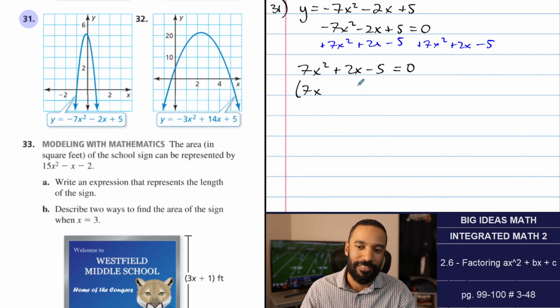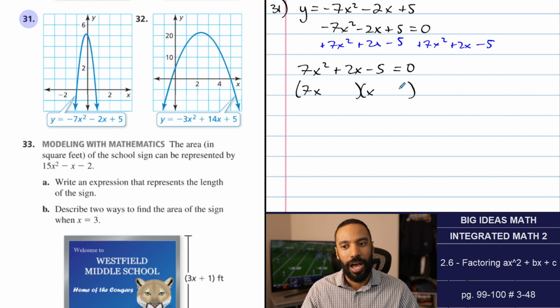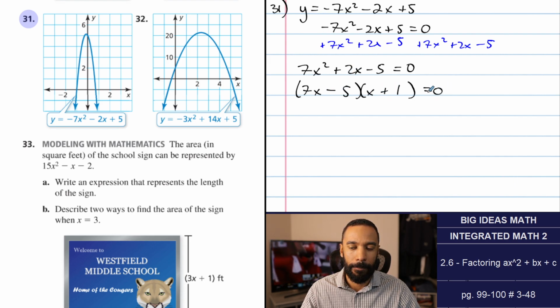You factor this into 7x times x, prime numbers. 5 is also a prime number, 5 and 1. If I put a 5 here, I'd get 35, too big. Let's try 1 here. 7 minus 5 would give me 2, so let's do that. Boom. If this one, you know, is x equals negative 1.